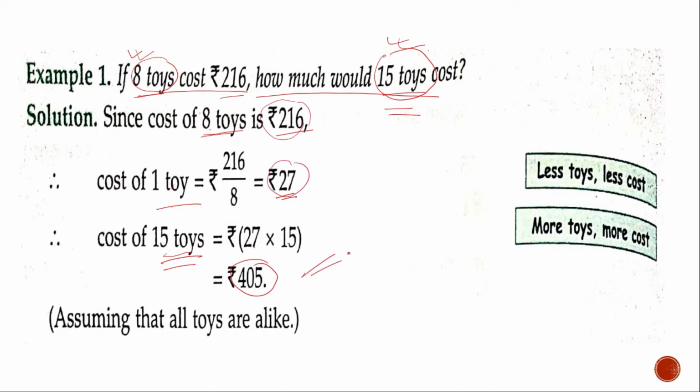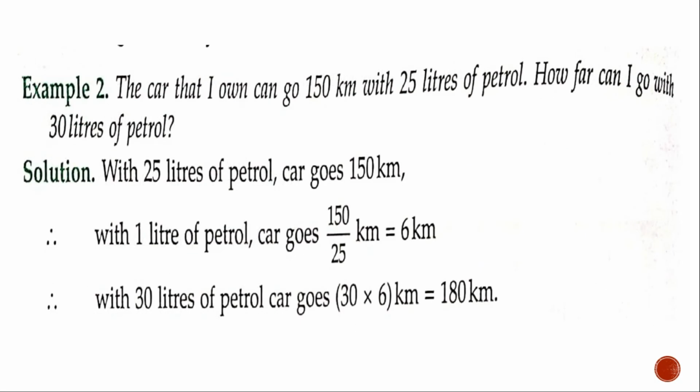Let us see the next example. The car that I own can go 150 kilometers with 25 liters of petrol. So how far can I go with 30 liters of petrol? So in this question also two parts are there. In the first part 150 kilometers, 25 liters, and in the second part only 30 liters. That means in the second part we have to find out kilometers.